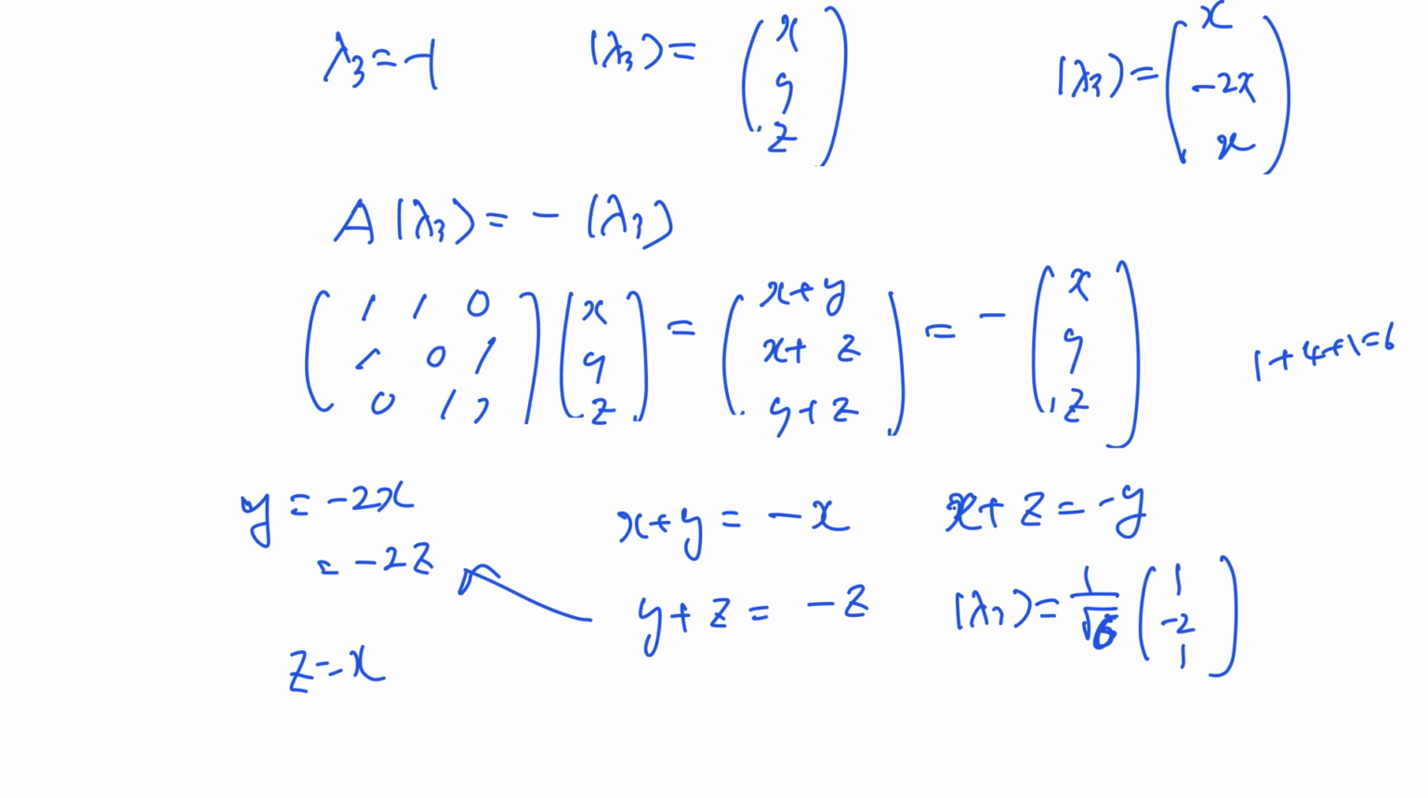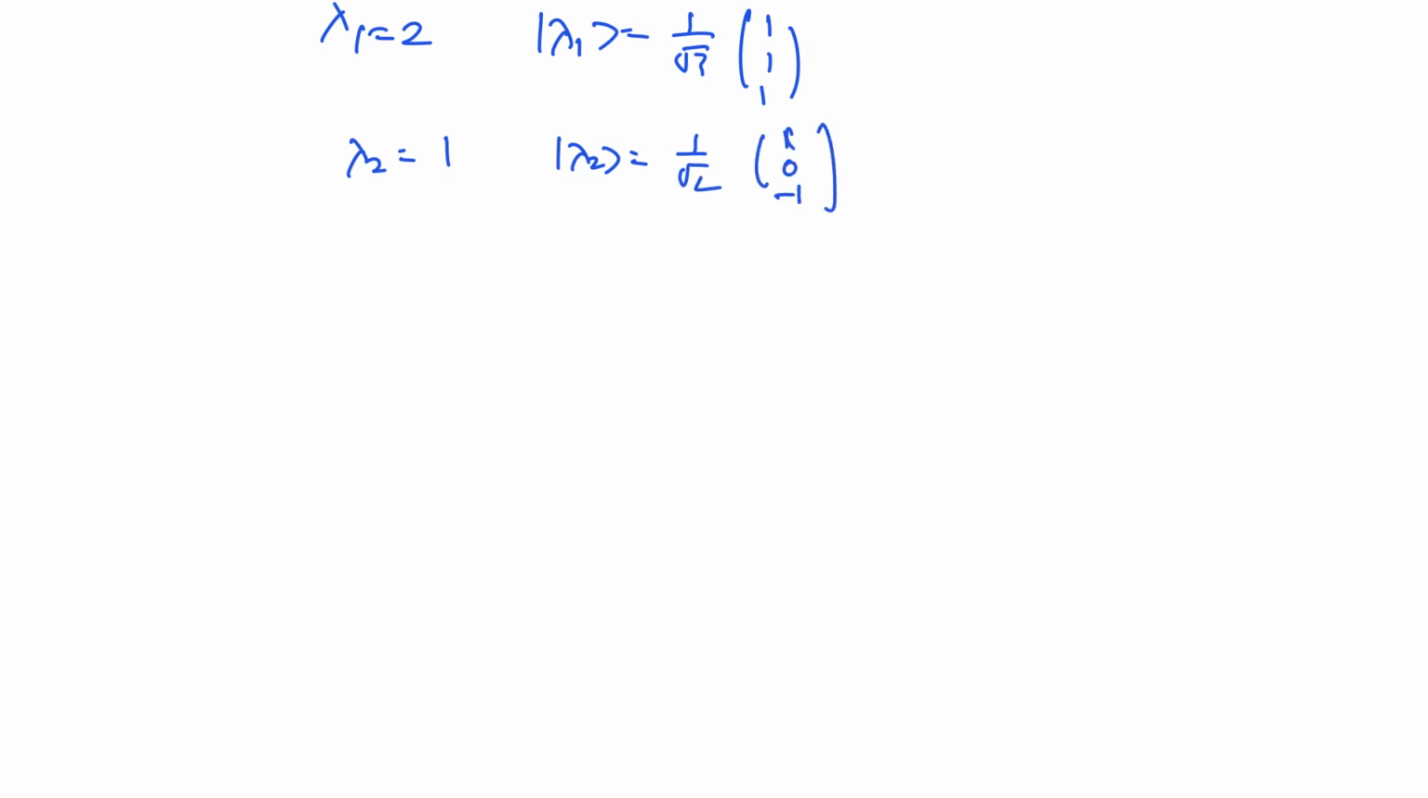Complicated. So to summarize: lambda 1 is 2, and the eigenvector is 1 over square root of 3 times 1, 1, 1. Lambda 2 is equal to 1, and the eigenvector is 1 over square root of 2 times 1, 0, minus 1. Lambda 3 is minus 1, and the eigenvector is 1 over square root of 6 times 1, minus 2, 1, right?